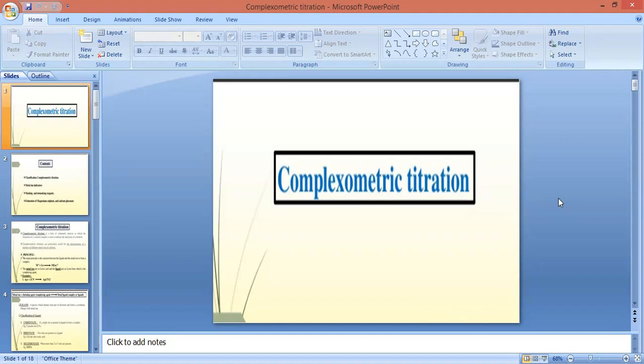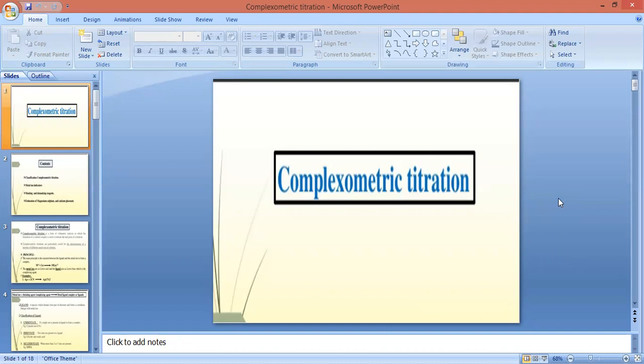That is, what is volumetric analysis, the definition of volumetric analysis, types of volumetric analysis, what are the basic apparatus required for performing volumetric analysis, what is the setup and process of volumetric analysis. So today we are going to focus on one class of volumetric analysis, that is complexometric titration.